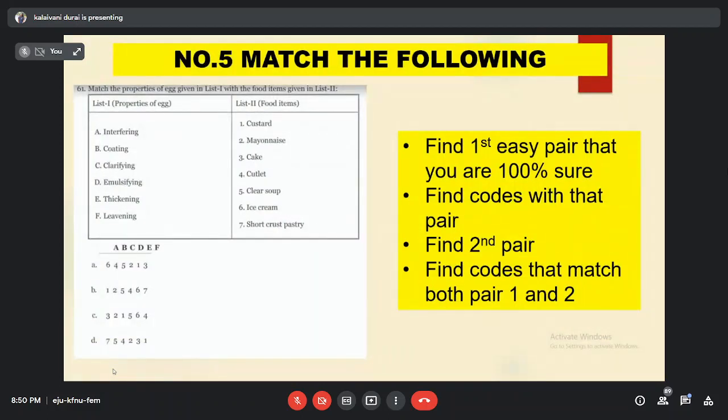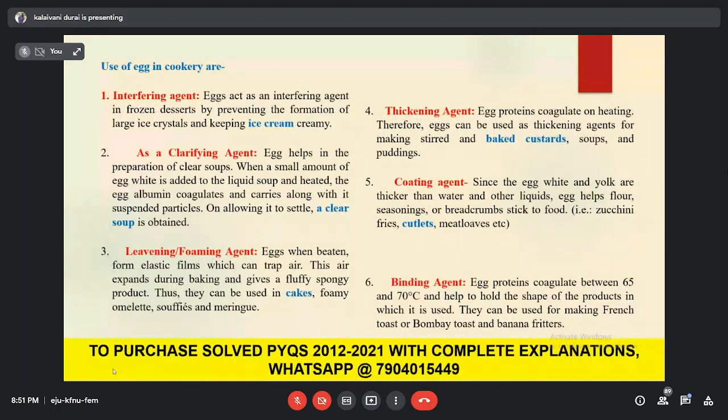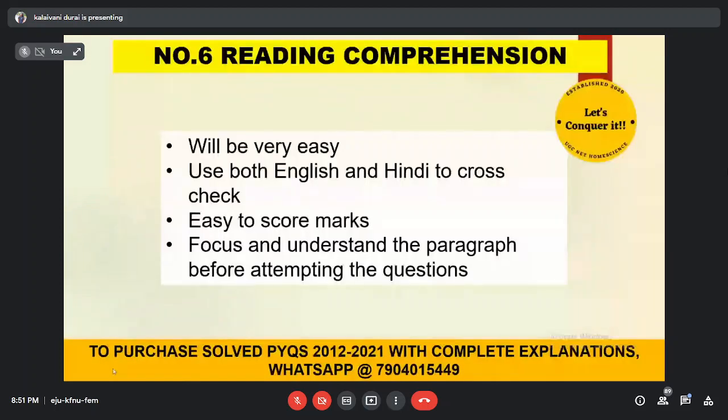Okay, 1, 2, 3, 4, 5. Okay. Binding is not given here, but sir has given us an example here. Okay. Now, these are the 5 main types of questions.